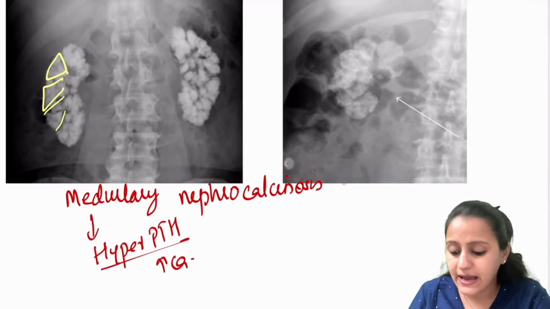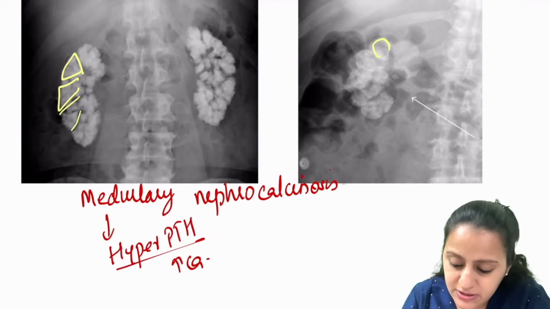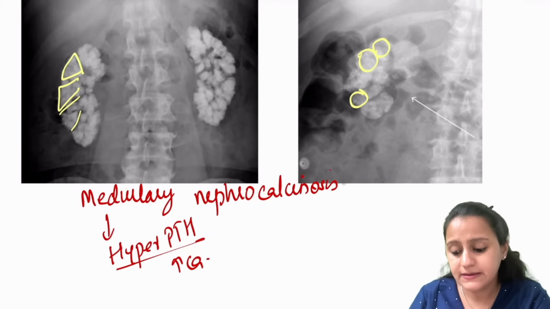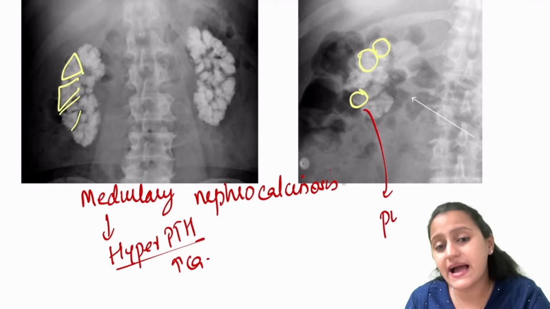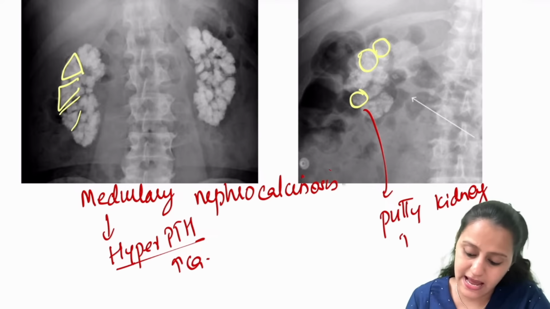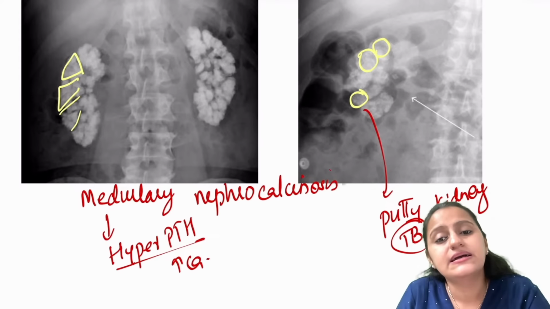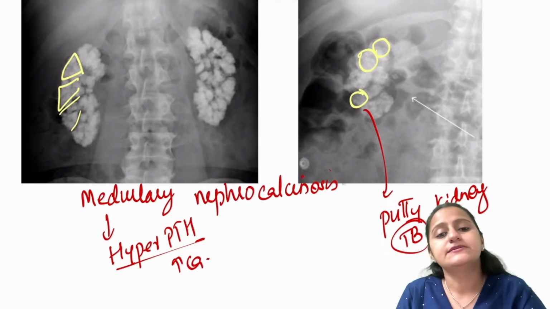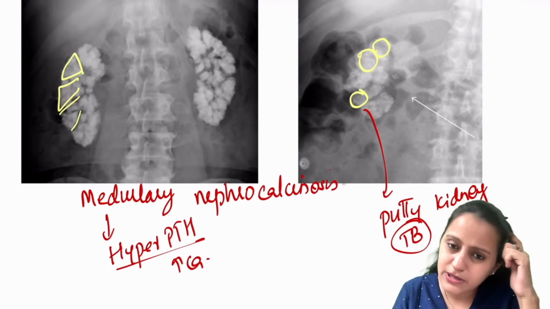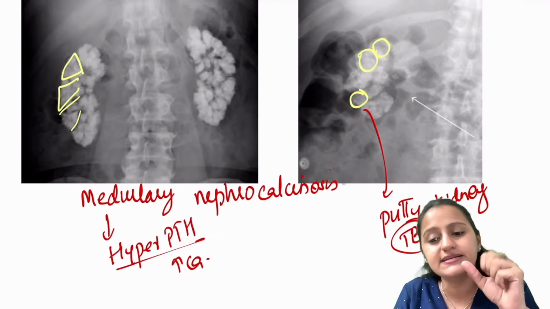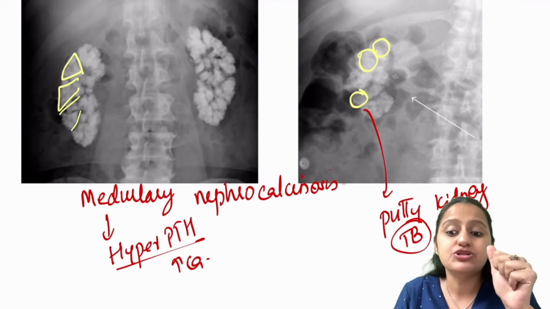Hyperparathyroidism. And what is this calcification here? Which is more lobulated calcification that you can see. This is called putty kidney, which is generally unilateral and it is seen in TB. Renal TB shows this putty kidney. Okay. So putty kidney, more lobulated calcification, generally unilateral. The kidney is shrunken in size. It is putty kidney, which is renal TB.